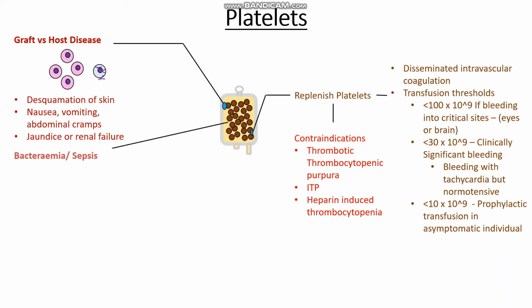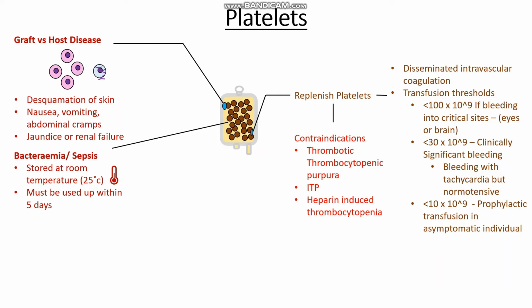Another side effect that you might see is an increased risk of bacteremia, which means increased bacteria in the blood, or sepsis. And this is because platelets are actually stored at room temperature, around 25 degrees, and bacteria love to multiply at room temperature. So there's a much higher risk of bacteremia or sepsis. And the thing is, platelets have a shelf life of about 5 days because they are stored at room temperature, so they must be used within 5 days of collection.